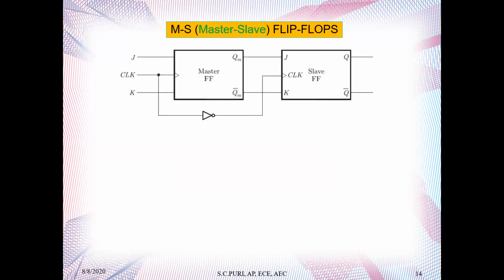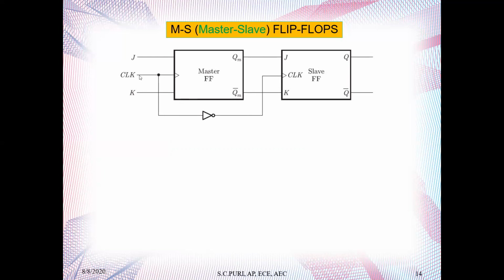Now let us talk about the master slave flip-flop. As you can see here, the configuration. Now we have divided this clock into two. So you can see here, there will be two JK flip-flops. One JK flip-flop will be serving as a master, another JK flip-flop will be serving as a slave.